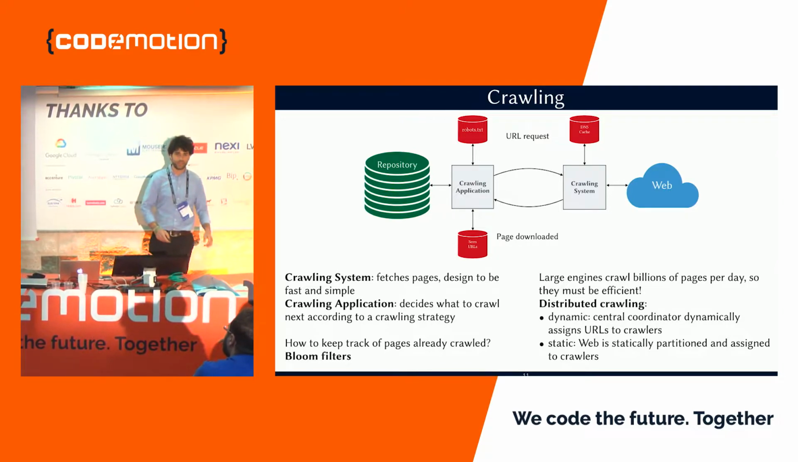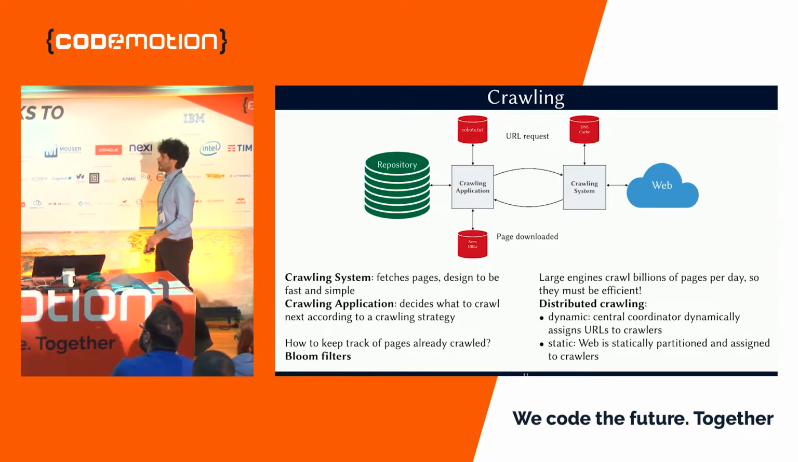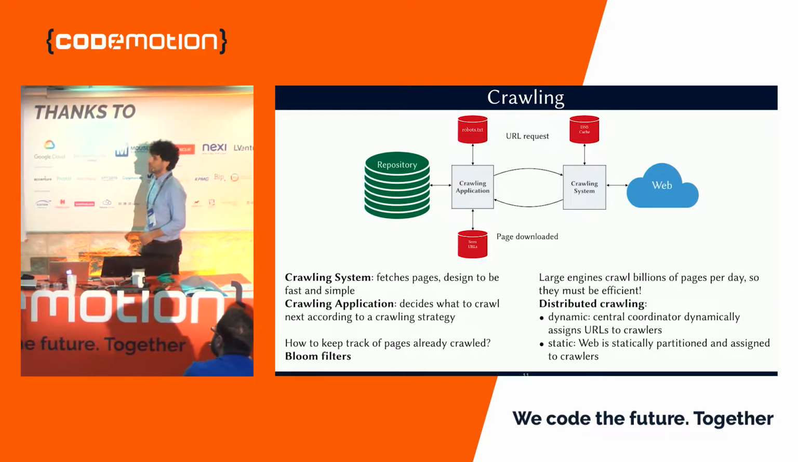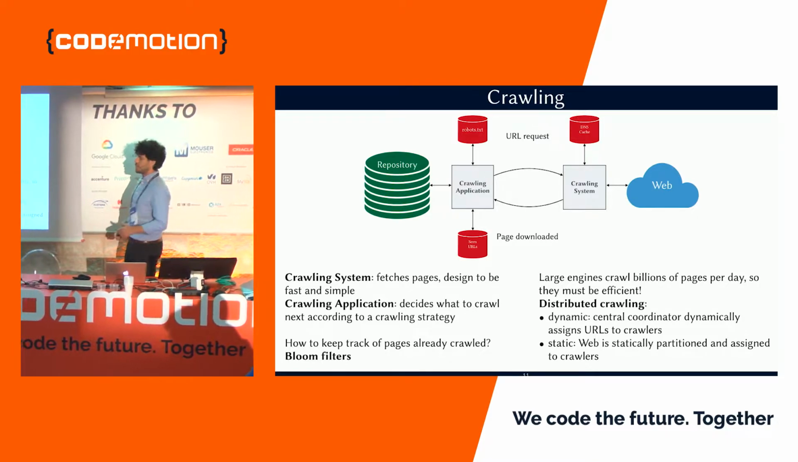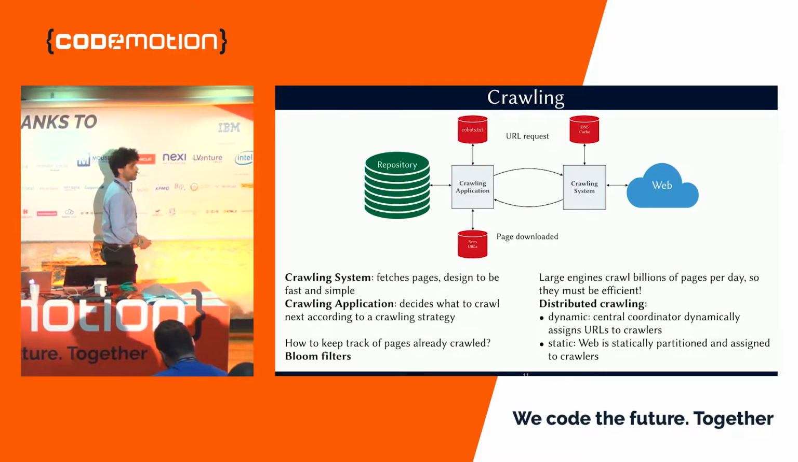You want to build a DNS cache. You want to make it super efficient. And the second part, the crawling application, that part of the crawler is the one that actually implements the policy. Which page do I want to crawl first?